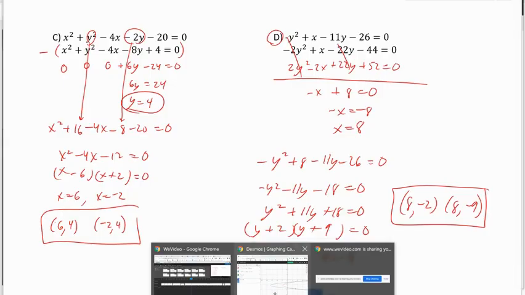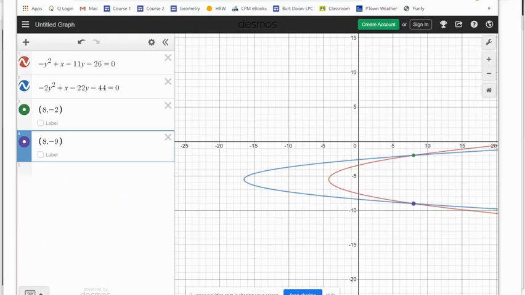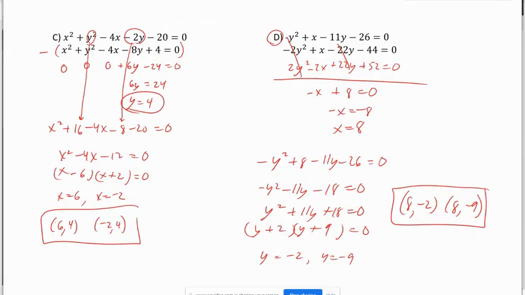And then when we graph those in Desmos, we see both graphs, two parabolas, and they intersect at (8, negative 2) and (8, negative 9), confirming the two solutions that we got algebraically.